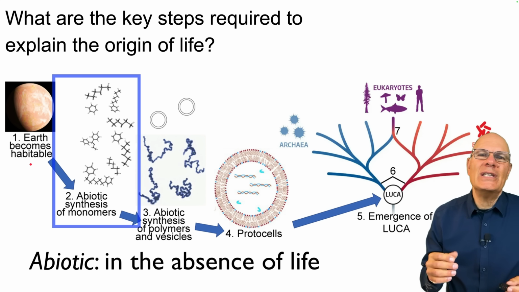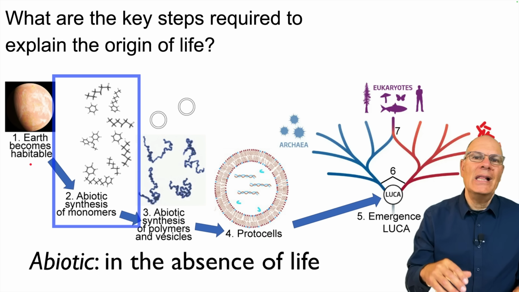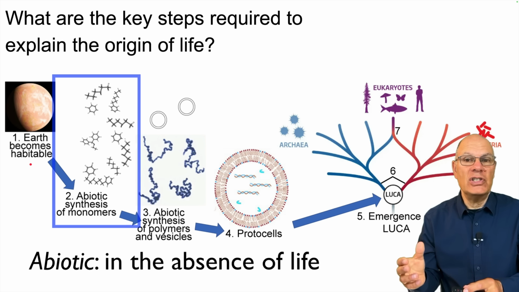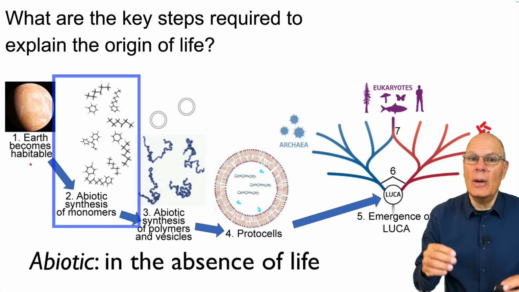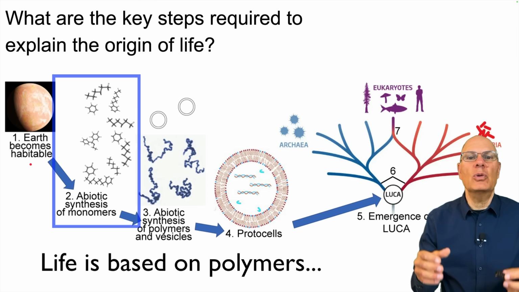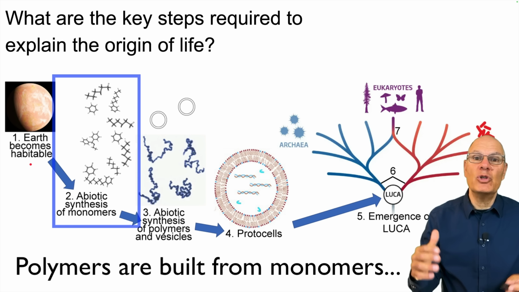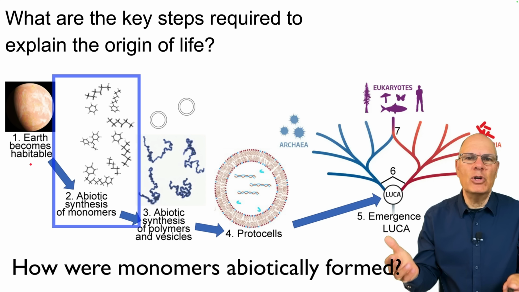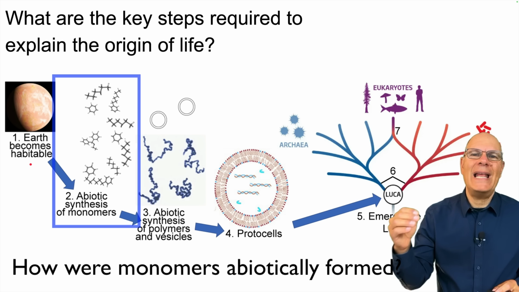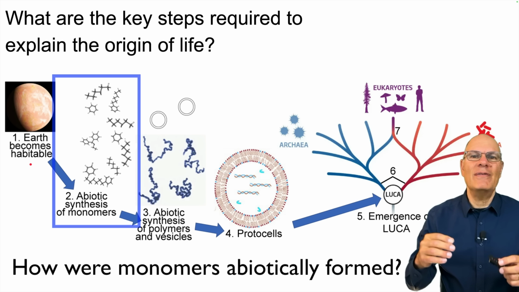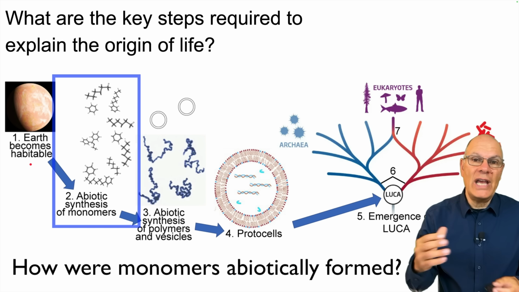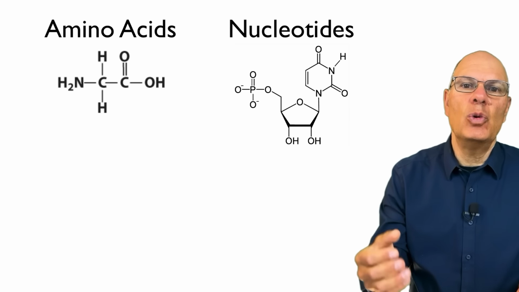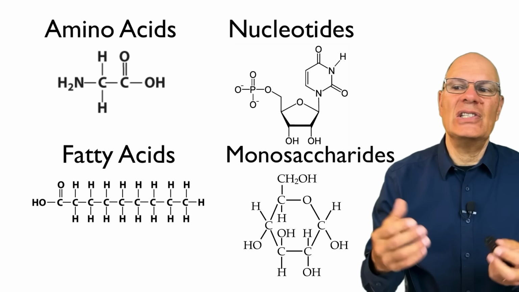Step number 2 is about chemistry leading to biology. Biology is based on cells, and those cells in turn are based on complex molecules, polymers. The polymers are built from monomers. So how did those monomers emerge? That had to happen abiotically. In the absence of enzymes, monomers had to start to emerge. We need to start to have amino acids, nucleotides, fatty acids, etc.